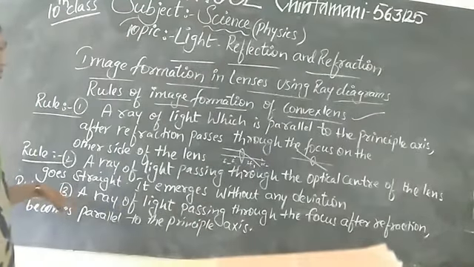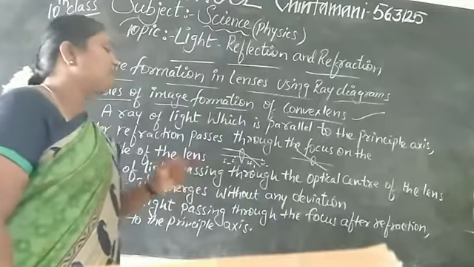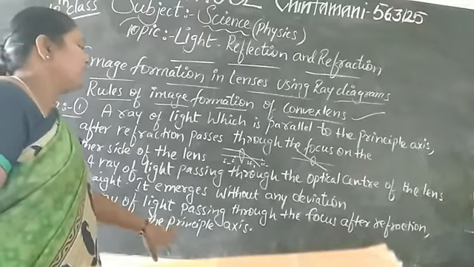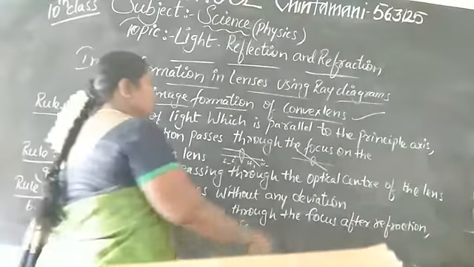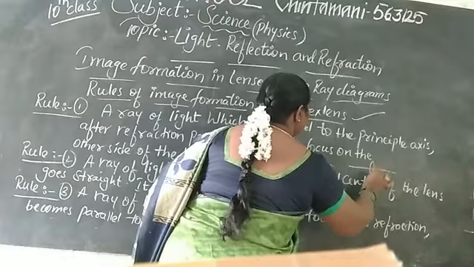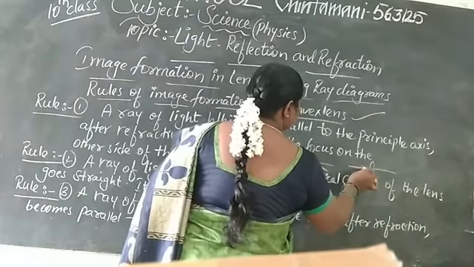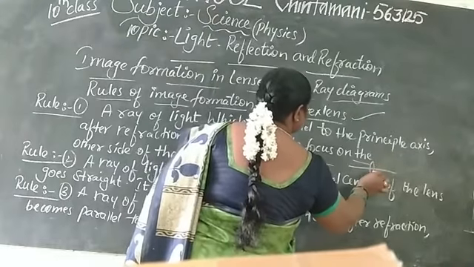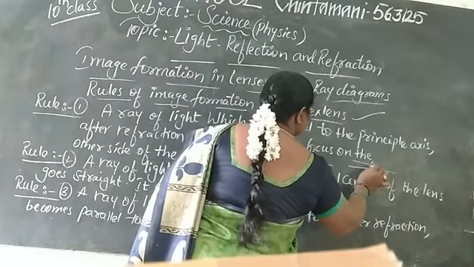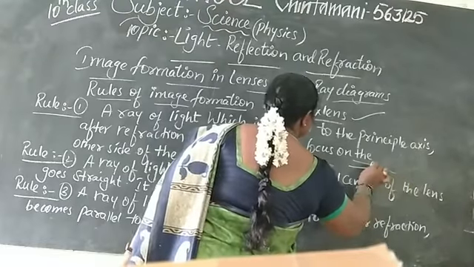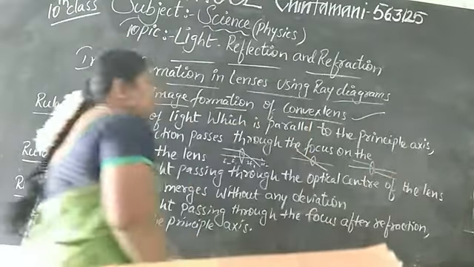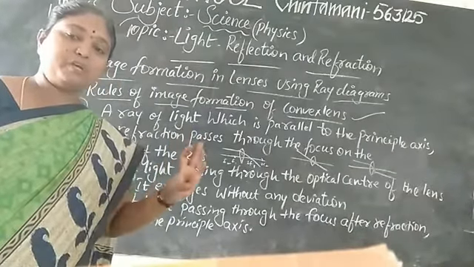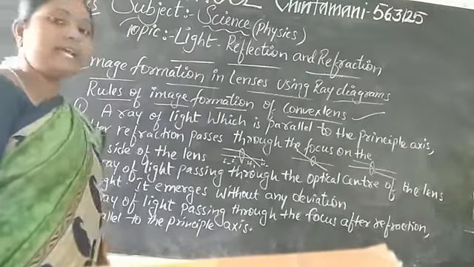Next, what about the third rule? A ray of light passing through the focus, after refraction, becomes parallel to the principal axis. So how is it going to become? If it is passing through the focus, it is going to pass like this, parallel to the principal axis. These are the 3 rules which we are going to follow now to draw the ray diagrams.